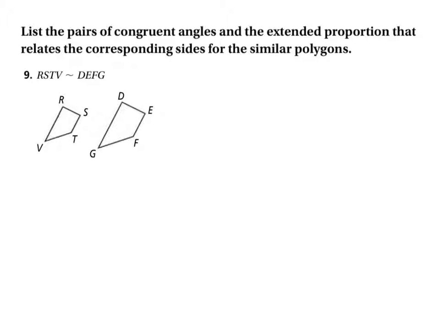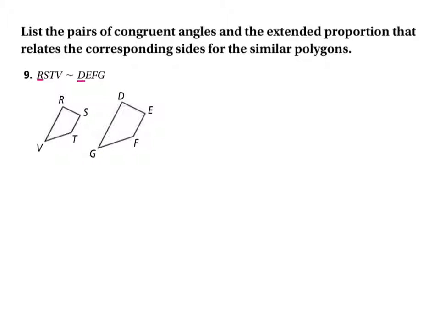All right, list the pairs of congruent angles and the extended proportion that relates the corresponding sides for the similar polygons. So essentially what we want to do, and I will underline these in a few different colors. You can see that R, the way that they tell us the similarity statement is that R and D are corresponding right there, okay?